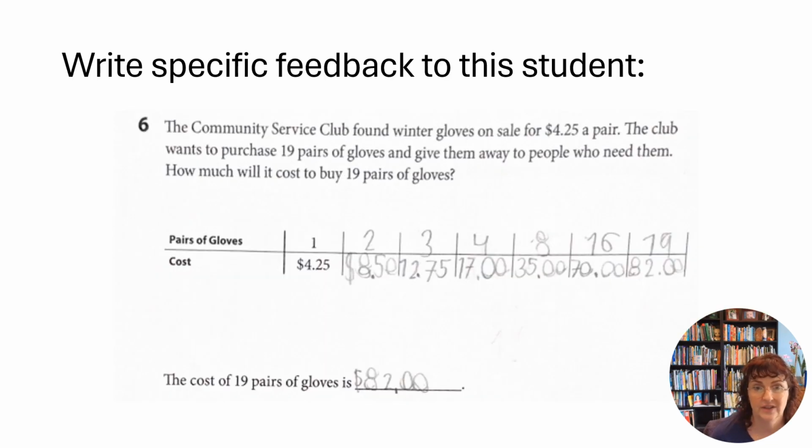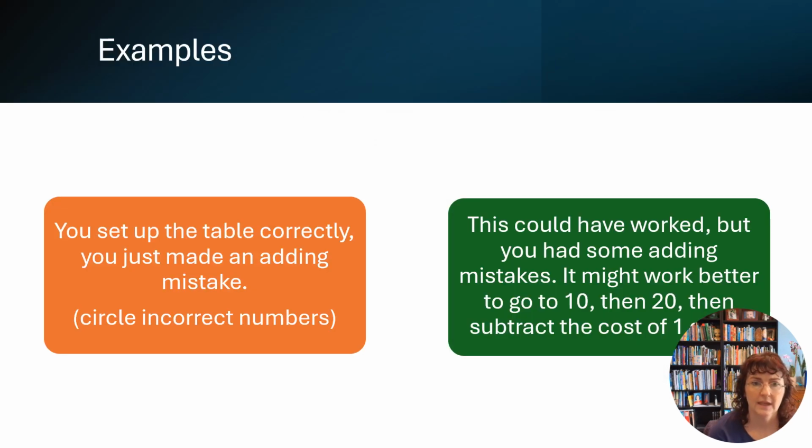This is a student who solved the problem incorrectly. What feedback would you give this student? Here you could say, you set the table up correctly, you just made a mistake, an adding mistake, and then you would circle the incorrect numbers. And then you could also have written, this could have worked, but you had some adding mistakes. It might work better to go to 10, then 20, then subtract the cost of 1 pair. So either way, it works.